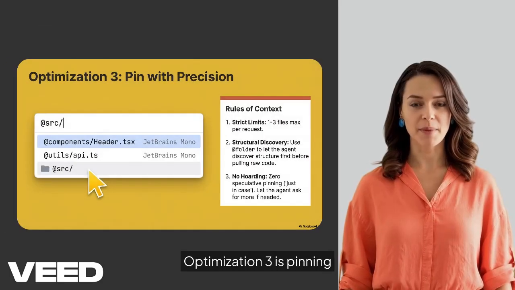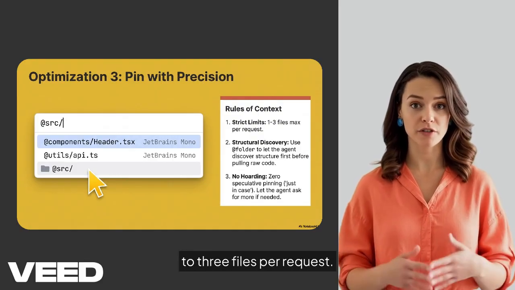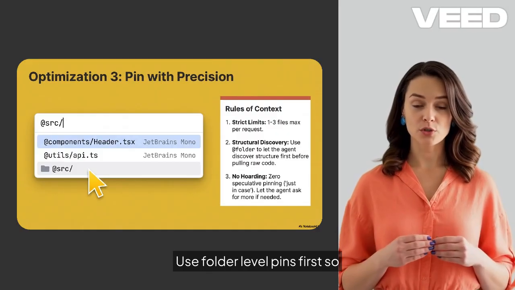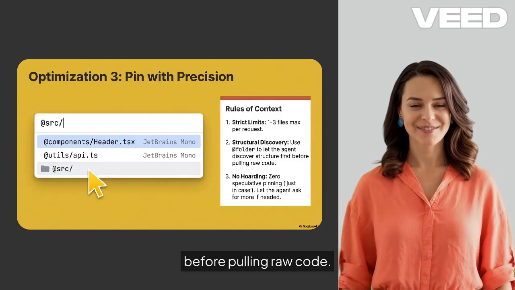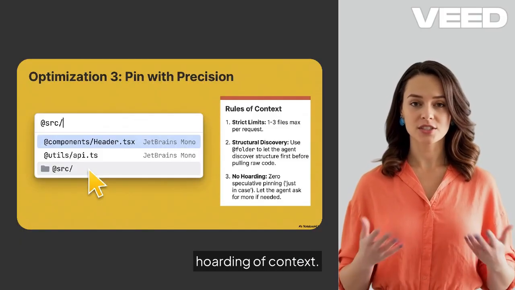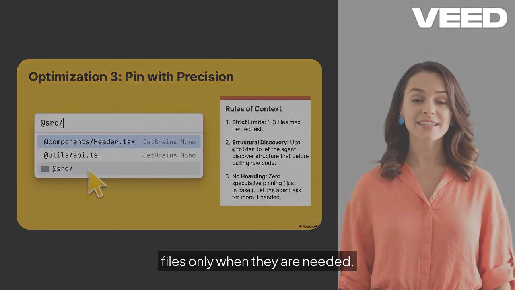Optimization 3 is pinning with precision. Apply strict limits of 1 to 3 files per request. Use folder-level pins first so the agent understands structure before pulling raw code. Avoid speculative hoarding of context. Let the agent request additional files only when they are needed.